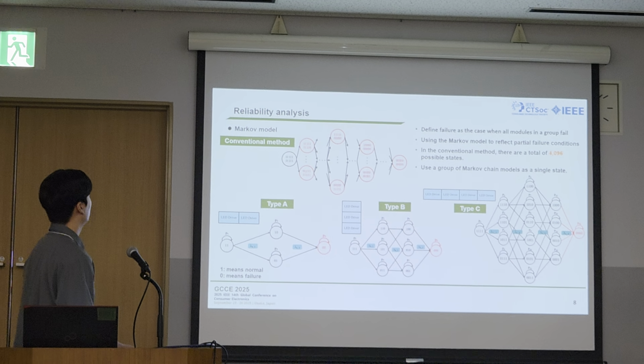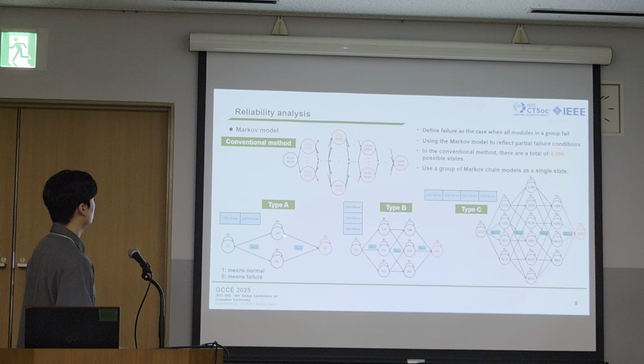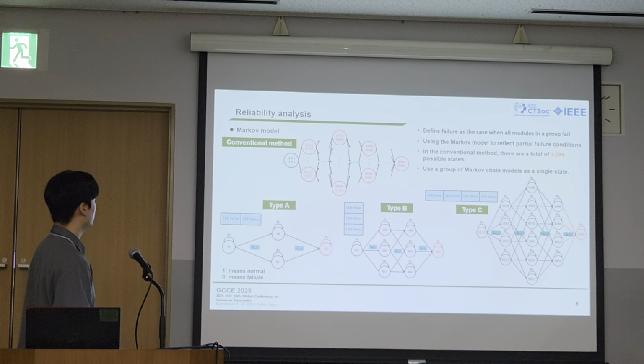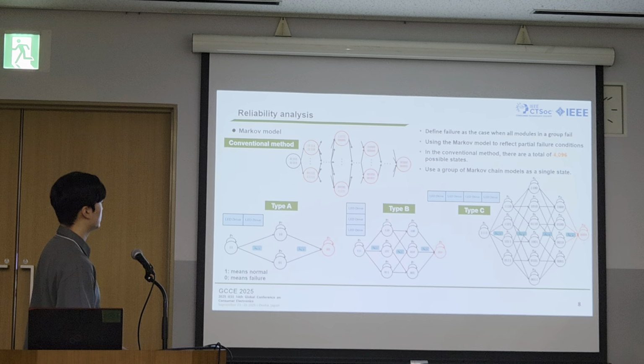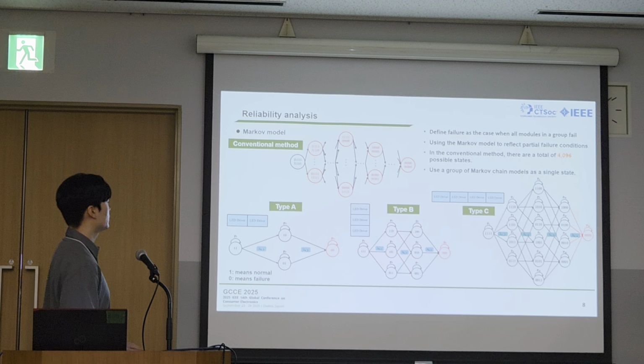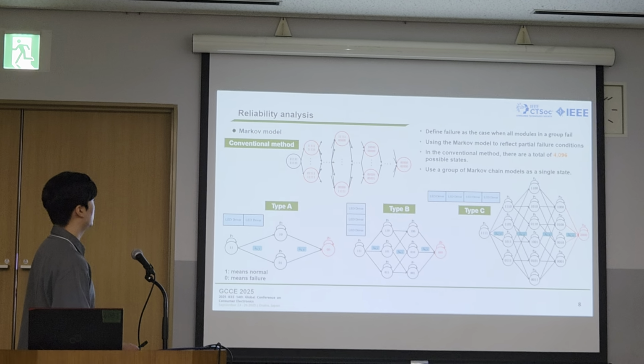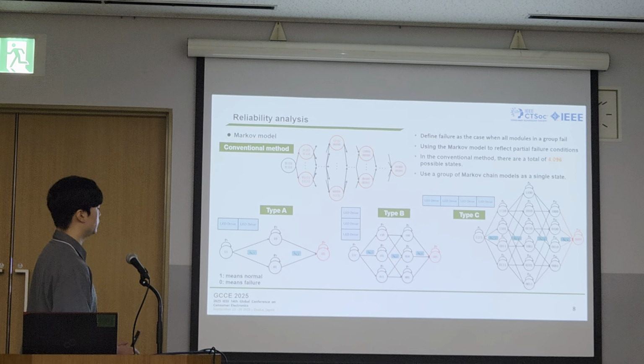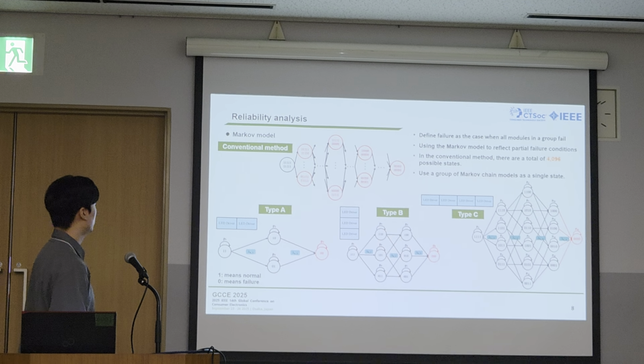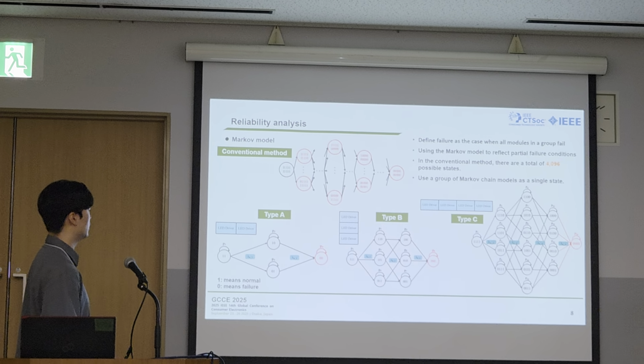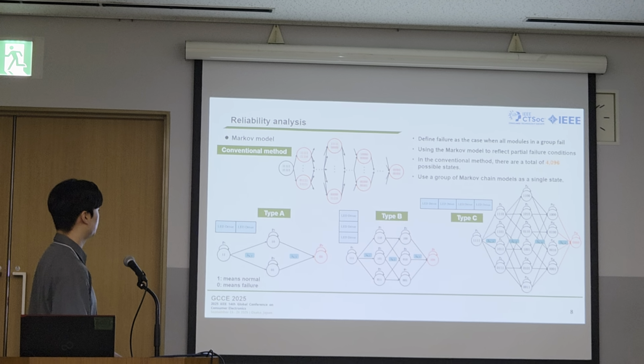So the type A Markov chain is configured like this, and likewise type B and type C. As I mentioned earlier, the failure is when all modules in a group fail. So here, only the last state is a failure in each type.